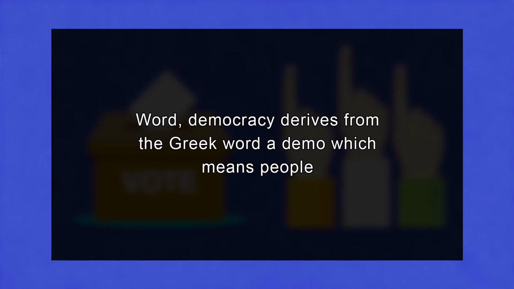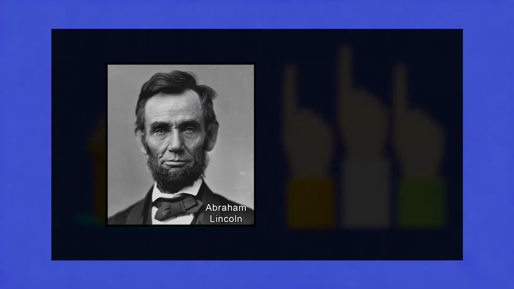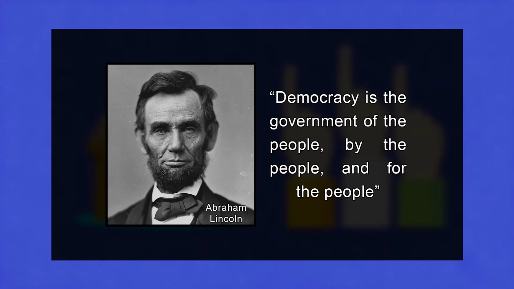The word democracy derives from the Greek word demos, which means people. In this form of government, the supreme powers are vested in the people. Moreover, in large societies, democracy can be exercised by the people of that society and state directly, or it can be exercised through the elected representatives of the citizens. According to President Abraham Lincoln, democracy is the government of the people, by the people and for the people.